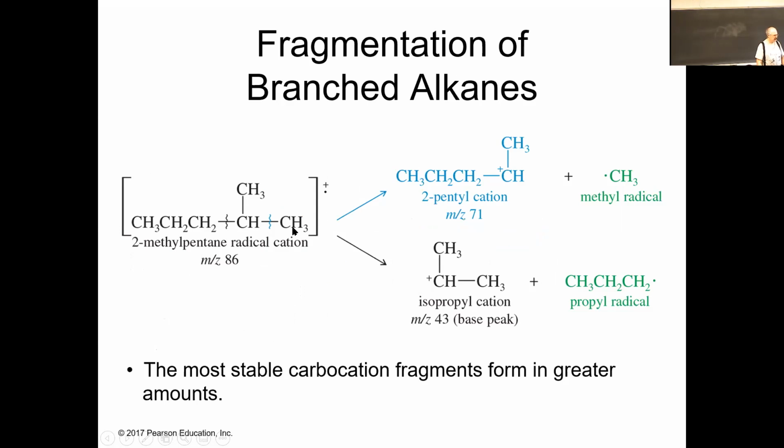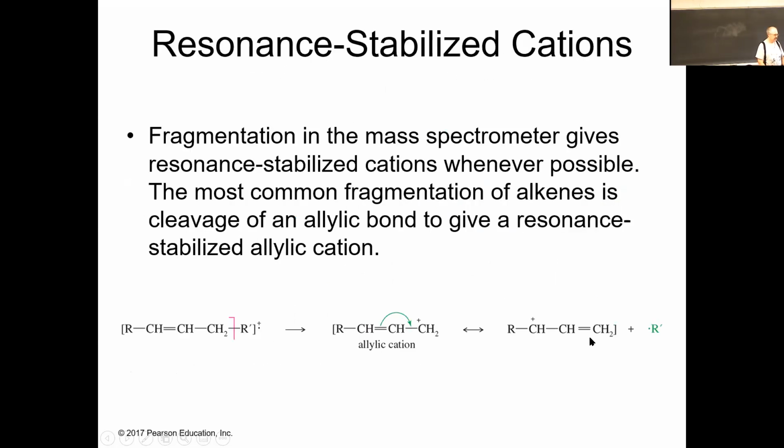A couple different fragmentation pathways. This is the 2-pentyl cation, where it breaks here, and this is the isopropyl cation where it breaks here. Resonance stabilized cations tend to be very abundant. So here, if we fragment at this position, we get an allylic cation, in which the plus charge is delocalized by resonance. And these resonance stabilized cations, again, tend to be very abundant.